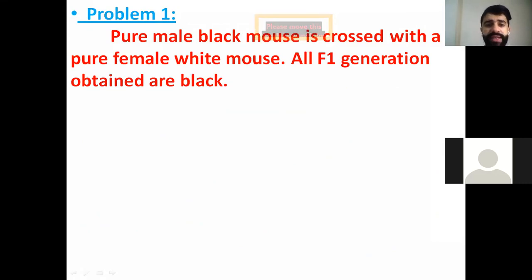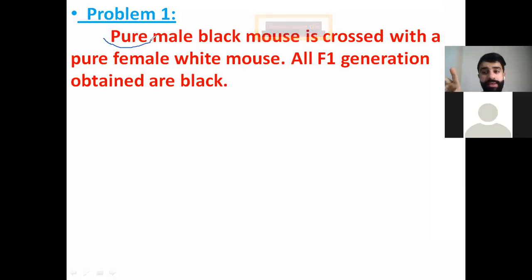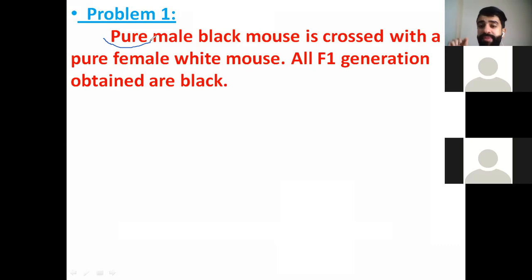So here first, they said we have a pure male black mouse. What is the meaning of pure? What do you think, Alex? Which word other than pure can we use? Pure means homozygous, two identical alleles. Okay? Then, thank you, Alex.